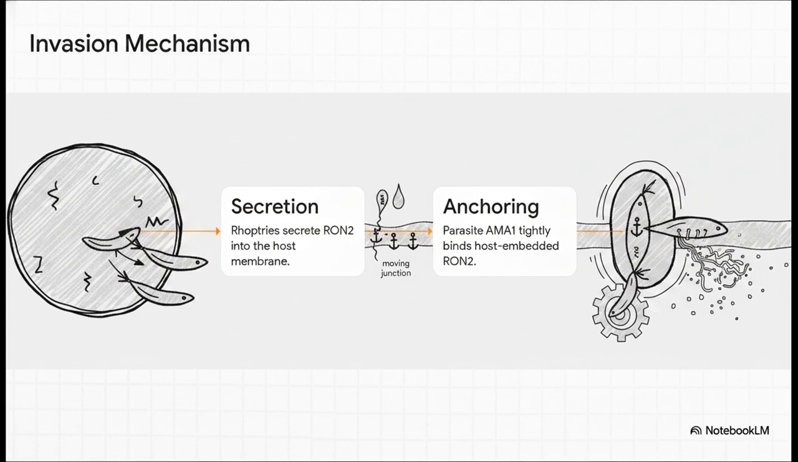Finally, the parasite secretes toxophilin. This is an enzyme that actively dissolves the host cell's internal actin skeleton. By destroying that structural resistance, the parasite can just rev its internal motor, the glidosome, and push itself straight inside, all without ever popping the host cell membrane.